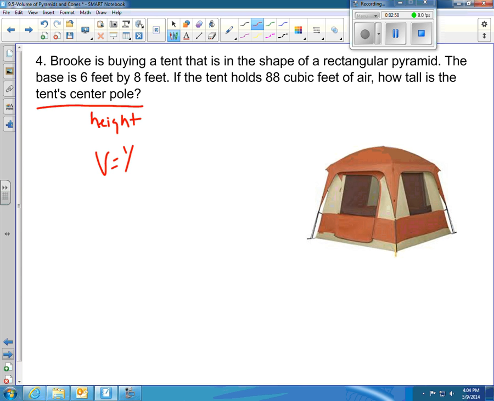Volume is 1/3 base area times height. Let's fill in what we know. We know our volume is 88 because it says cubic feet, which tells us that's the volume. For a rectangular pyramid, the base is 6 times 8, so 1/3 base area is just going to be 6 times 8 divided by 3. Then you have that times height, and that gives us 88. We're going to solve for h. Our solution is going to be a height of 5.5 feet, but I want you to finish working through the work on that one.